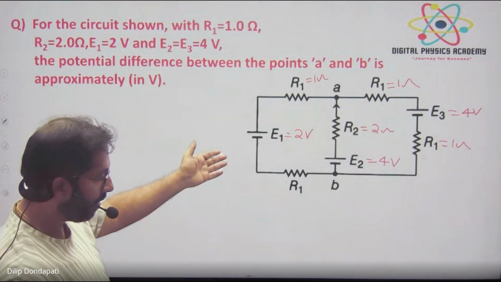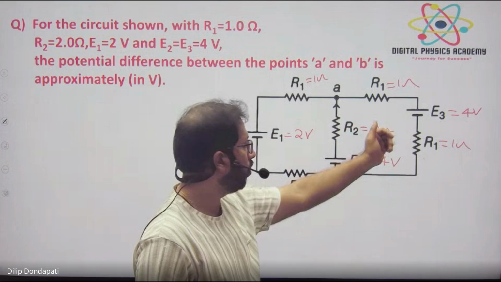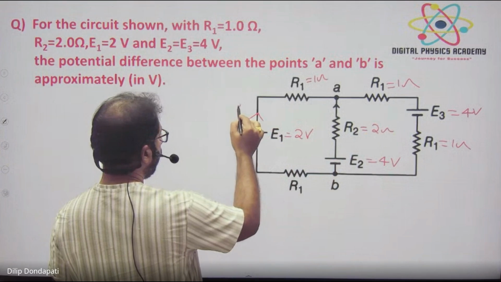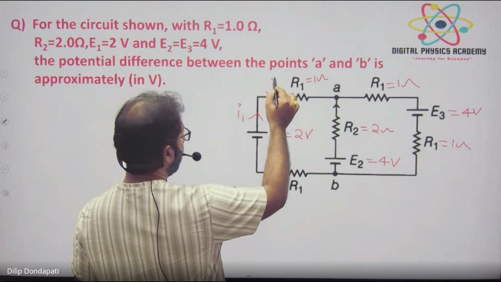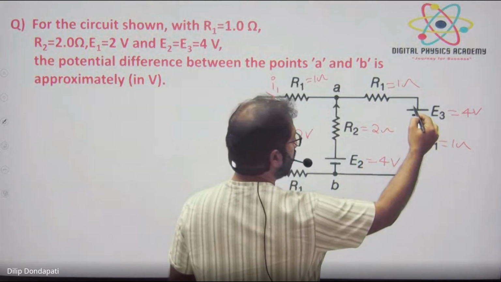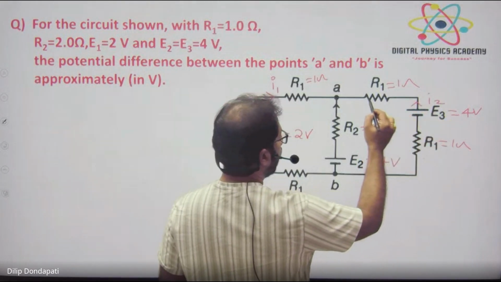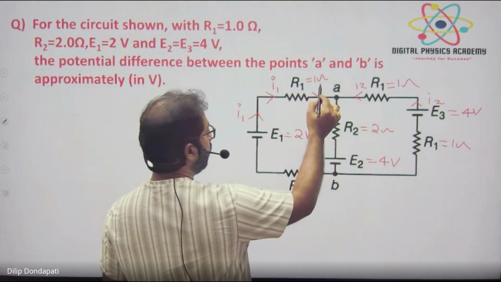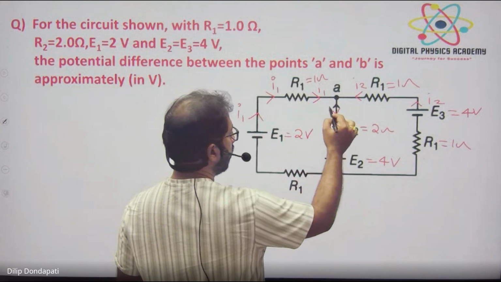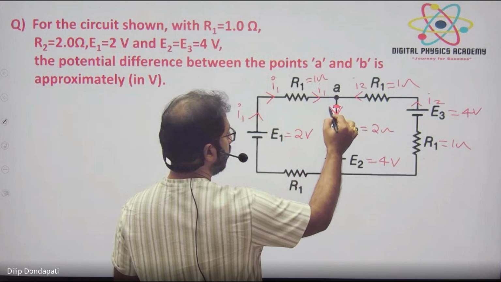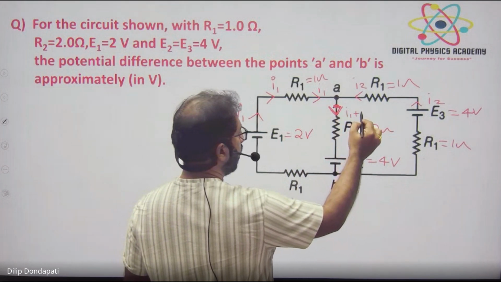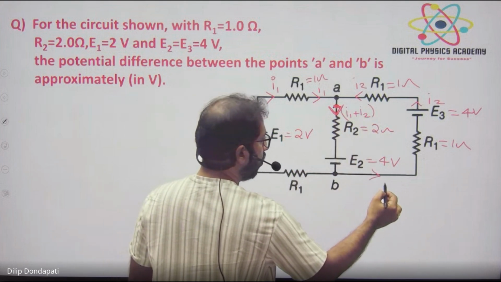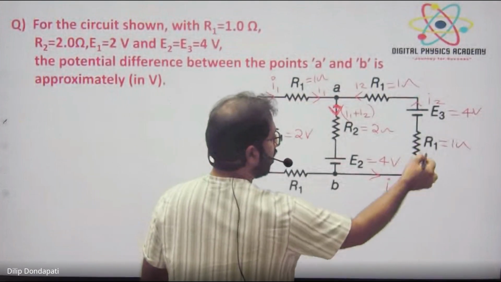So here how many batteries are there? Here 2 volts and 4 volts battery is there, right? I can put one current here, I1. In this battery 4 volts है, I2 is coming. I1 I2 मिलके क्या होगा? Here this direction नहीं है. This one is I1 plus I2. Current will flow, and here it will go I2 current because same current should flow, right?